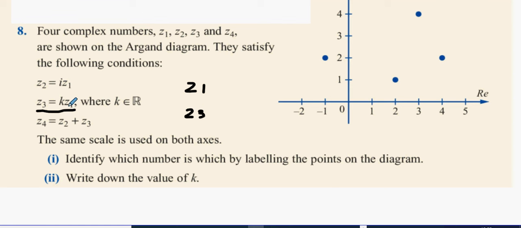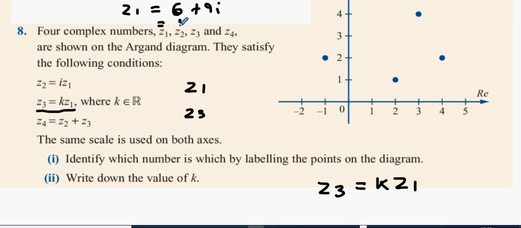What does it say about Z3? It's K multiplied by Z1. Make up a number for Z1. Just make up 2 positive numbers, John. Pick them out. Okay. 6 plus 9i. Okay. If I multiply that by any number possible, so let's say I multiply it by 3, and I get 18 plus 27i. Do you notice they still have the same slope? They're still going in the same direction. It's just that Z3 would be 3 times larger than Z1.